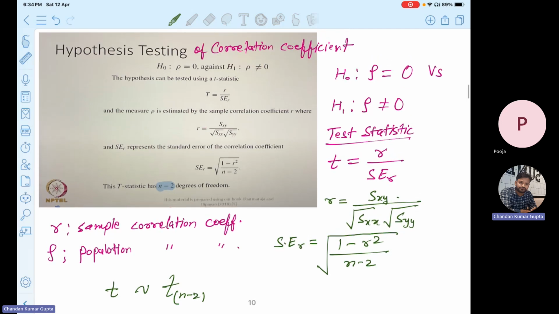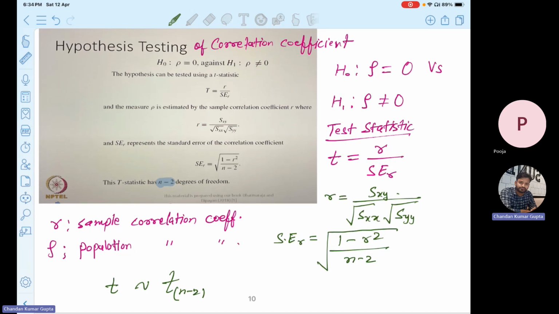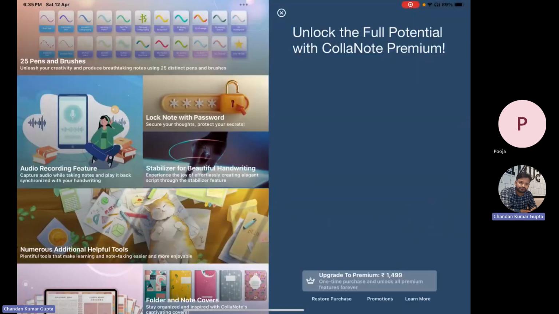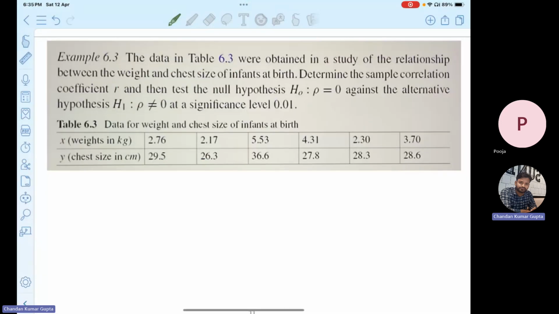Once we are able to calculate the T statistic, then with the help of the given degrees of freedom, we compare the calculated value with the tabulated value from the T table. Then we make our statement or conclusion on whether we reject the null hypothesis or fail to reject the null hypothesis. Now we have one question here.